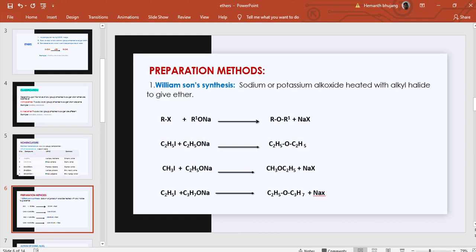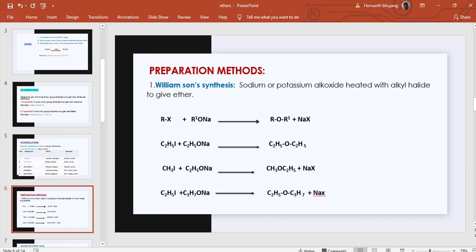A reaction between alkyl halide RX and sodium or potassium alkoxide, RONa or ROK, or we can also write it as R prime ONa. Why have I taken R prime? To differentiate this R and this R. That's all. So RX plus R prime ONa, a reaction between alkyl halide and sodium alkoxide. When we heat these two, we get ether, RO R prime, with the elimination of sodium halide, NaX. So very simple reaction between alkyl halide and sodium alkoxide.